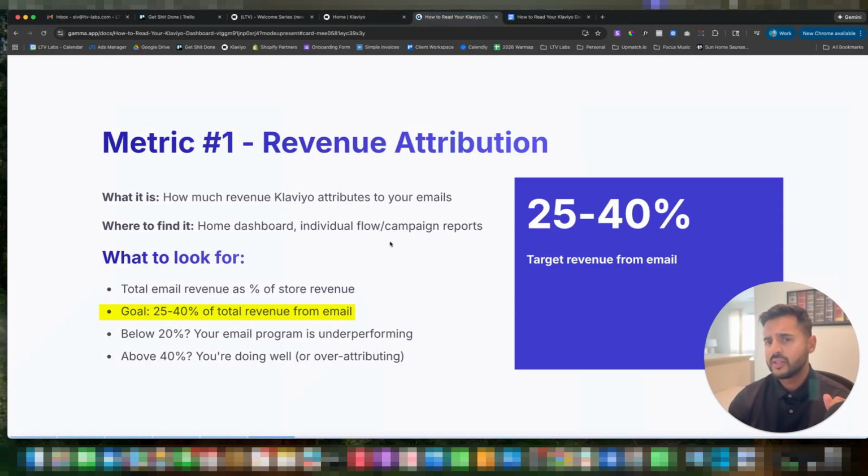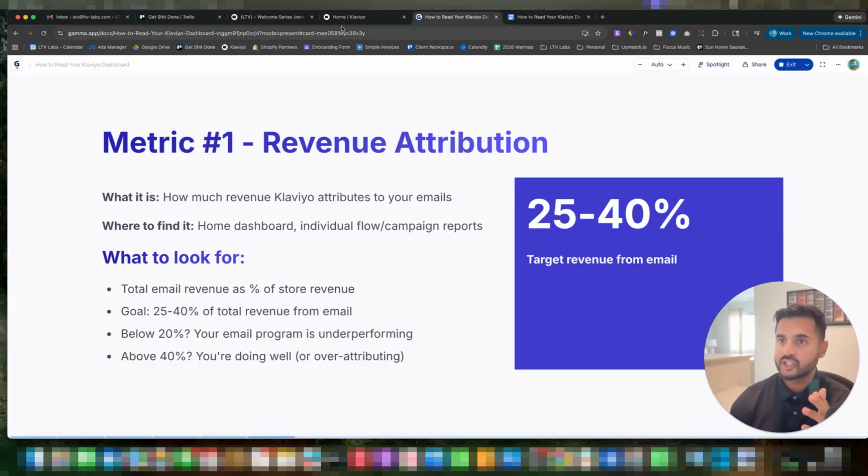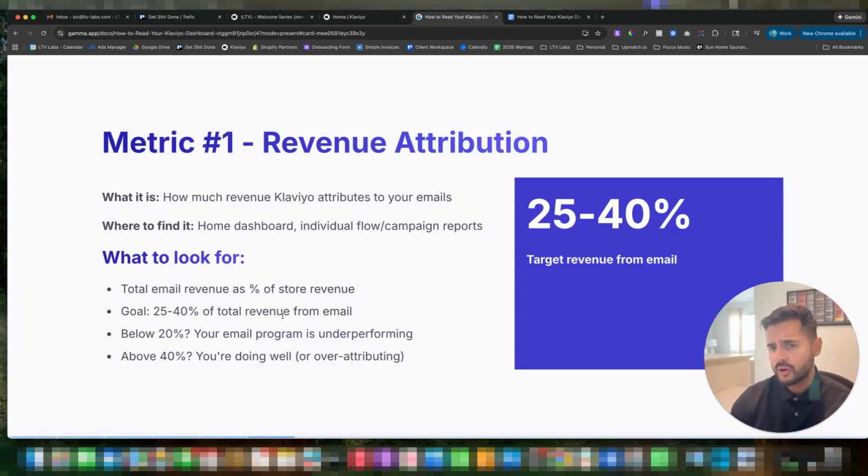What I wanted to show you was the goal, right? So the goal is 25 to 40% of total revenue from email. That's kind of the benchmark that I try to shoot for when I work with brands, 25 to 40%. A lot of times it's a lot higher than that. Sometimes 50, 60, in the case that I showed you in this example, it's actually 64%, but at a bare minimum, 25 to 40%.